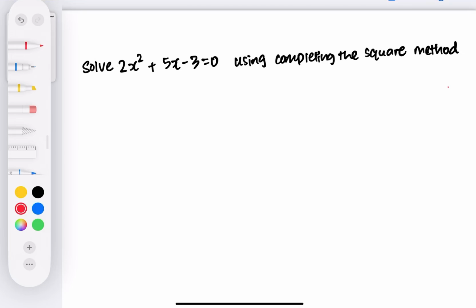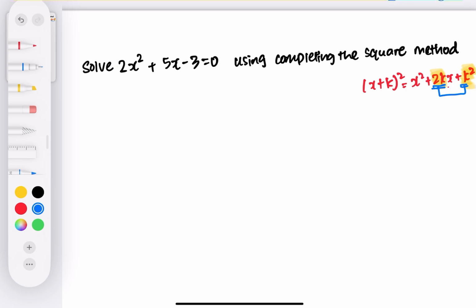To solve this quadratic equation using the completing the square method, first let us recap. When we have a perfect square and we expand it, we'll get x squared plus 2kx plus k squared. And there is a relationship between the coefficient of x and the constant k squared here. We are going to make use of this relationship later. Take note this is 2k and there is a k here.